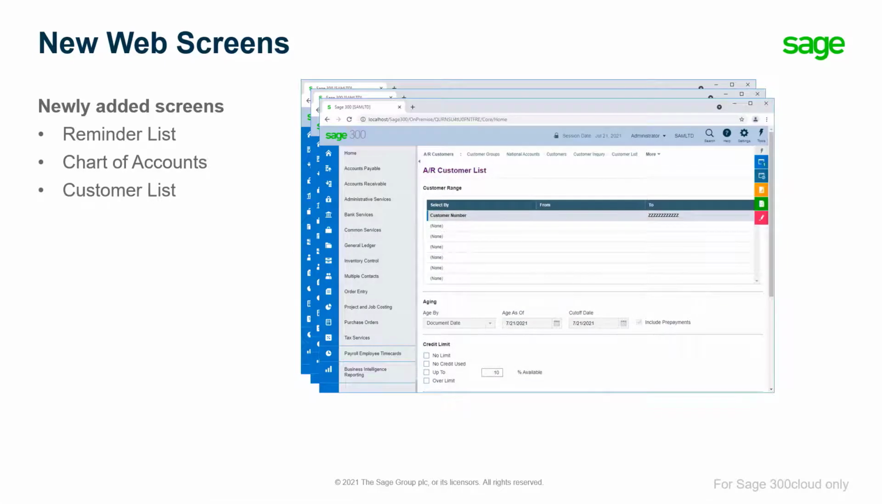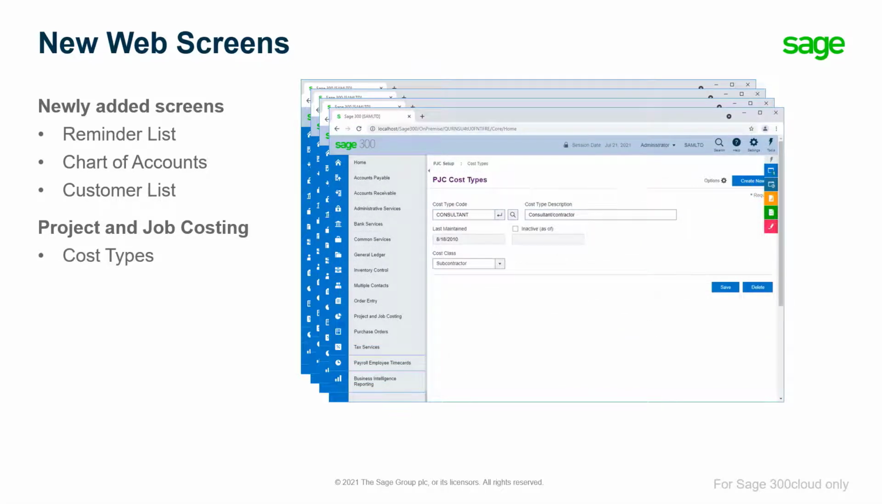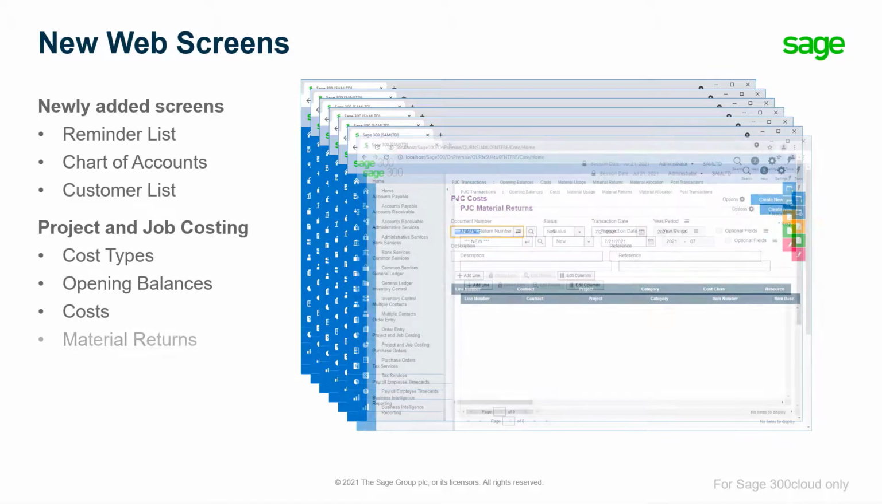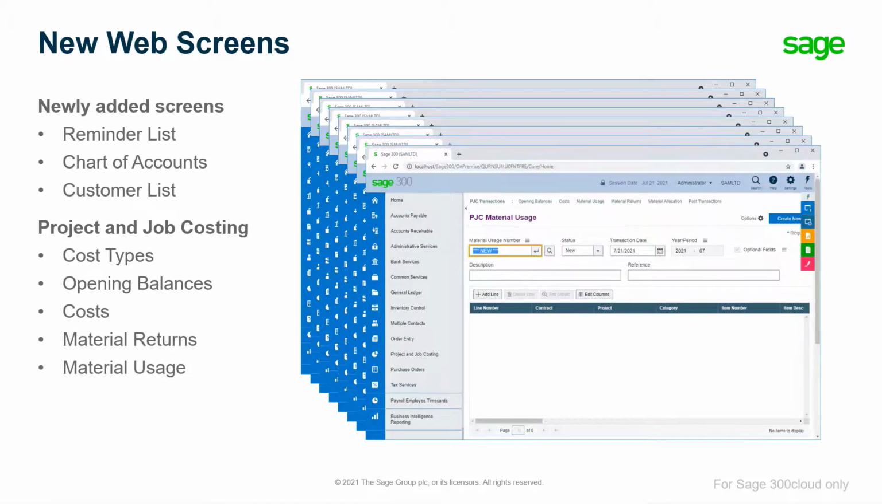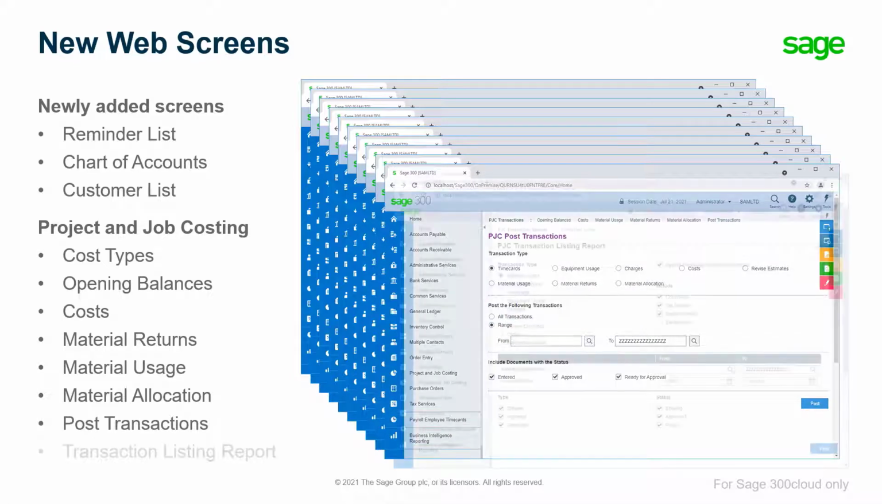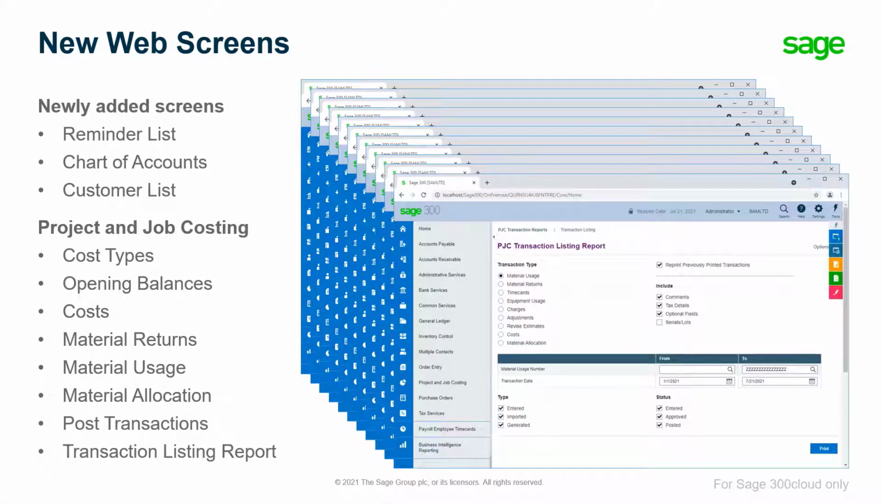A new customer list web screen for accounts receivable, which you can use to extract customer information from your database. We have also added multiple project and job costing web screens, including cost types, opening balances, costs, material returns, material usage, material allocation, post-transactions, and transaction listing report.